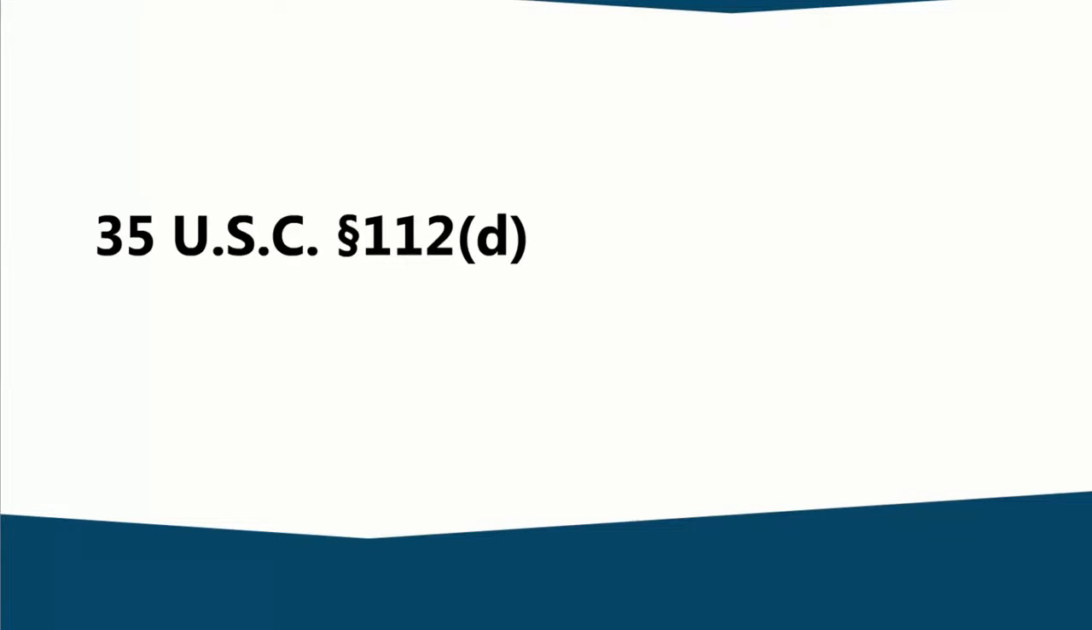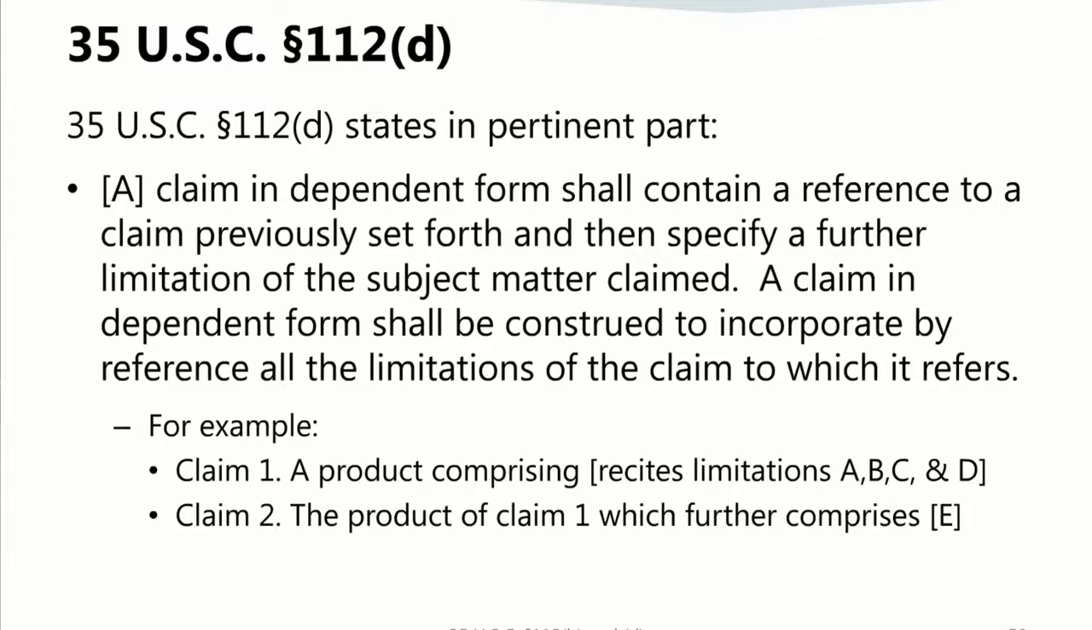We will now discuss the requirements of 35 U.S.C. Section 112d. 112d states that a claim in dependent form must contain a reference to a preceding claim and specify a further limitation of the subject matter claimed. This means that a dependent claim is construed to contain all of the limitations of the claim to which it refers, plus the additional limitations that it must further recite.